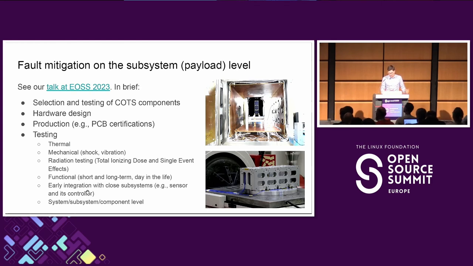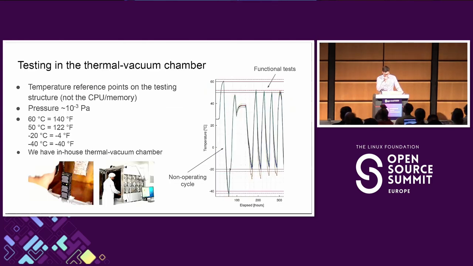Also, this is seen in other industries, that we should test with the subsystem as early as possible, because you will find a lot of errors when you are connecting things together, which is integration hell, you know, most probably. And of course, all the tests you can repeat on system, subsystem, component level. So we are trying to do the respective test on the respective levels, but sometimes it's duplicated on more levels. So, what about the thermal vacuum testing?